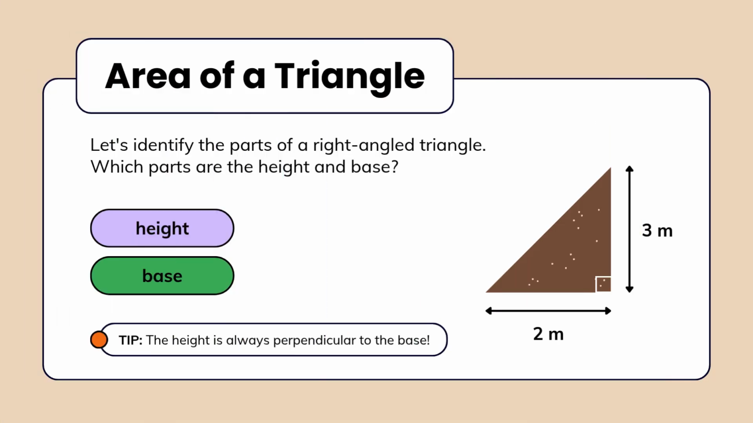A triangle has two important parts we need to know: the base and the height. The base is the bottom line, like the floor, and the height is the straight line going straight up from the base. Like a pole standing up perfectly straight, not leaning to the side. Remember, height always makes a right angle with the base.